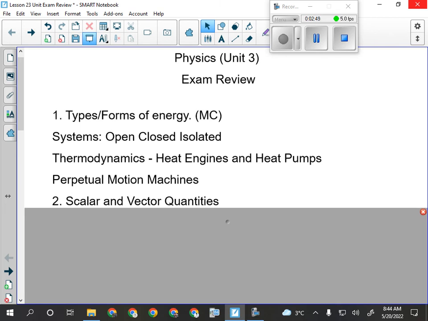Then we talked about scalar and vector quantities. This will be important in both sections of the exam. There could be some multiple choice questions, such as saying, which of the following is a scalar quantity? Okay, and there would be 4 listed, only one of which would be scalar, okay, or which is a vector quantity. But the more important reason you need to know which things are scalar and which things are vector is for the written response where you're doing problem solving.